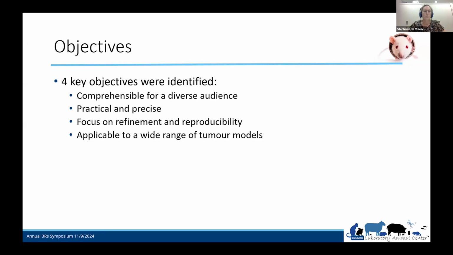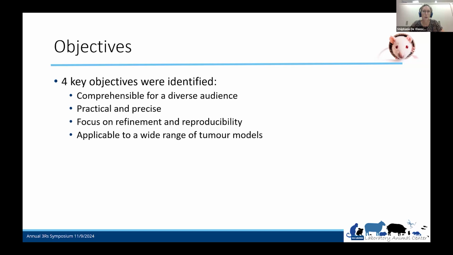First of all, we started by identifying 4 key objectives, and that was that they should be comprehensible for a diverse audience, so researchers, but also animal technicians and animal caretakers. We wanted them to be really practical and really precise, not saying, okay, you could use imaging, but which kind of imaging should you use?